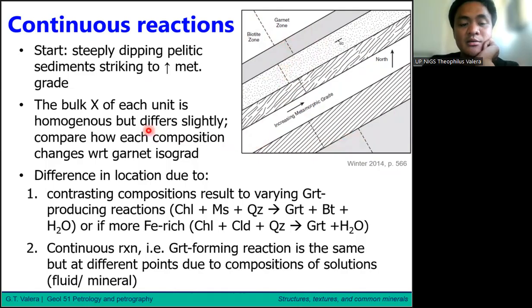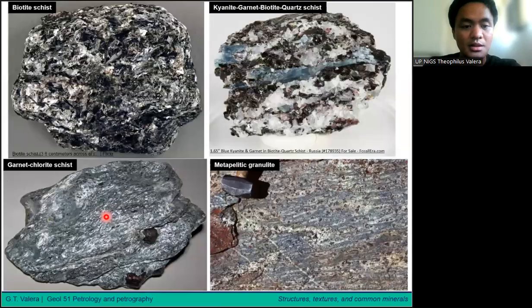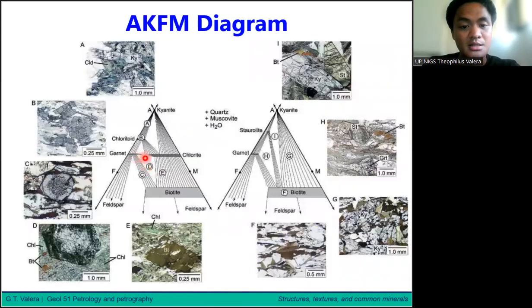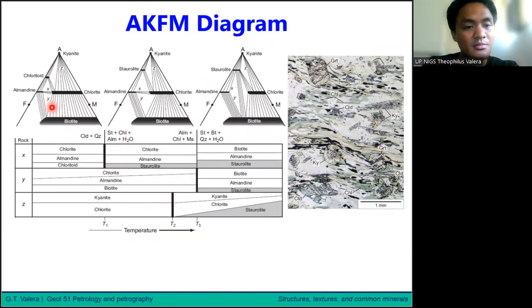And it is easy to explain based on our earlier discussion on chemographic diagrams. Depending on the bulk composition of each unit, the location or when the garnet comes out may be a function of when it hits this curve of ours. So earlier, it was biotite and then garnet. So biotite will form, I guess, this one, E. Biotite first, and then garnet will form.